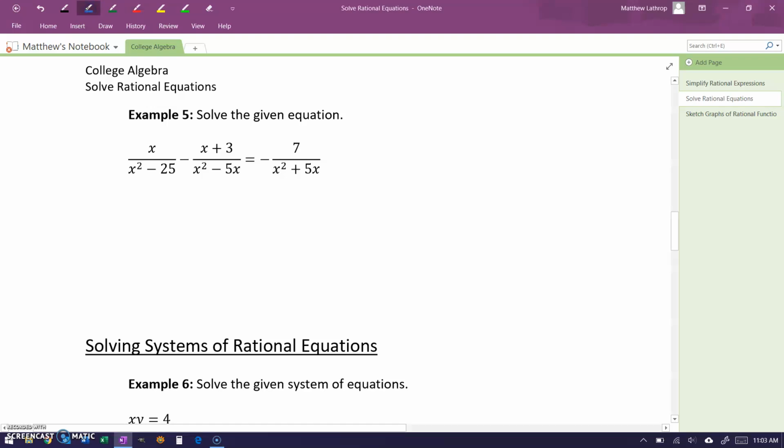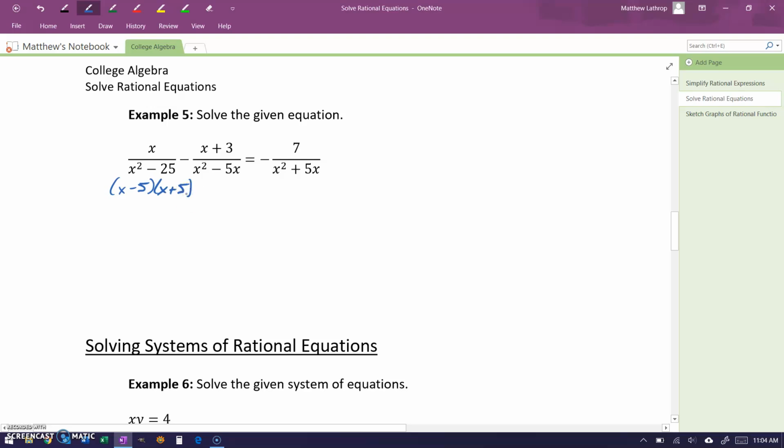In example 5, we have one more problem where we want to look at solving a rational equation. We want to apply the same approach, but an additional step here is that we first need to factor each denominator in order to identify that common denominator as well as any restricted values.